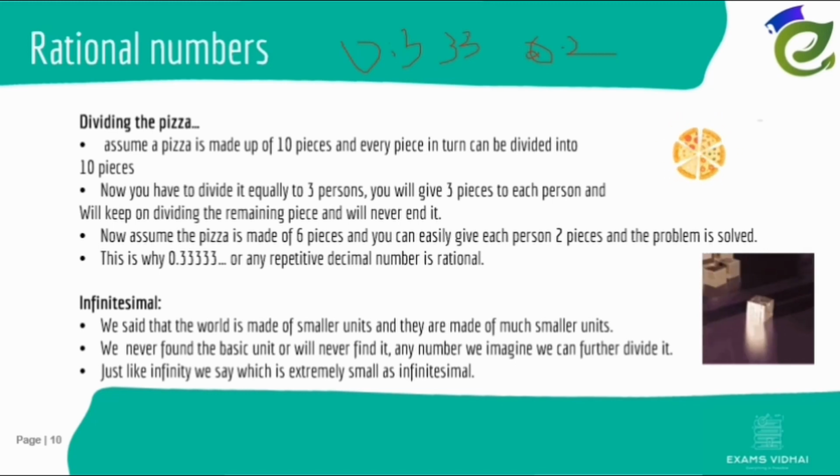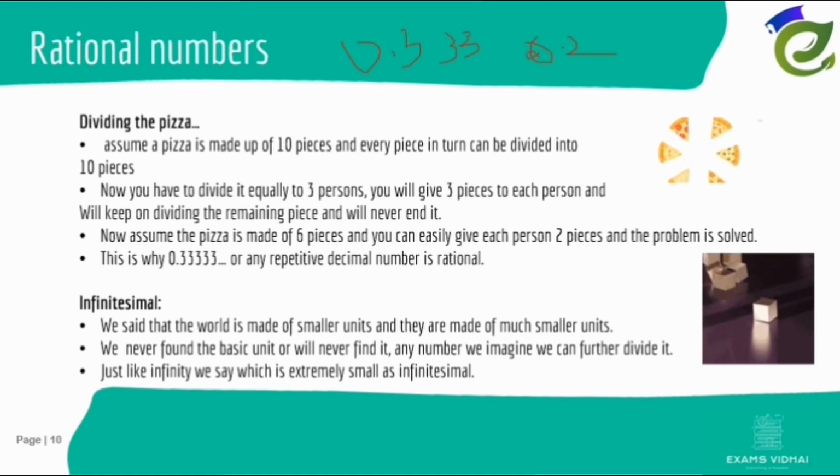So we said that the world is made of smaller units, and they are made of much smaller units, and the smaller unit is made up of other smaller units. So we will never find the basic units. We have never found that, and we will never find that. Any number you think of, we can further divide it. You can keep on dividing. So just like that, we cannot find a number which is extremely small such that no smaller number exists. I mean, except 0.